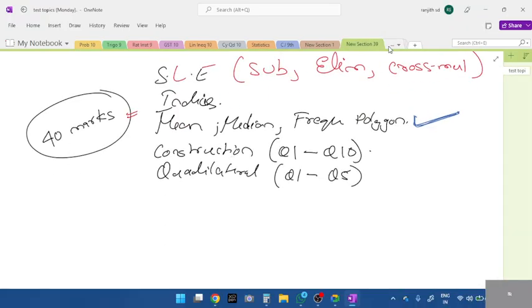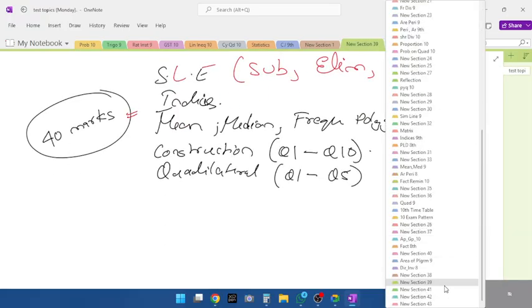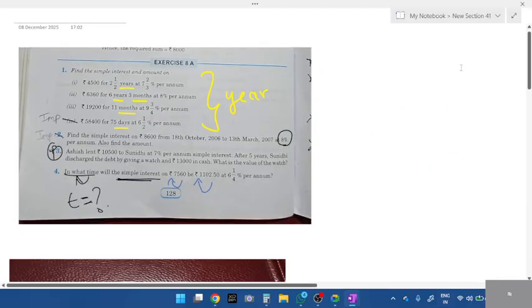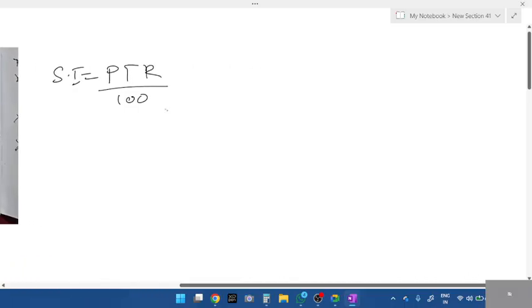What is simple interest? Okay. Now quickly tell me all the topics in simple interest, students. What is the formula for simple interest? PTR by 100. First, basic rules. We'll cover all the basic rules, then we'll start solving the questions.